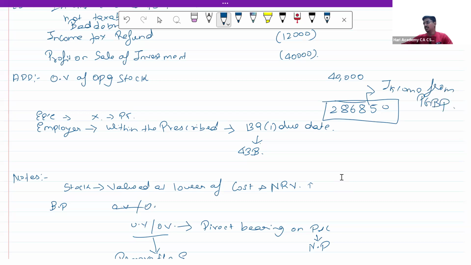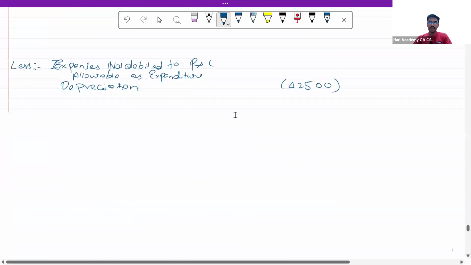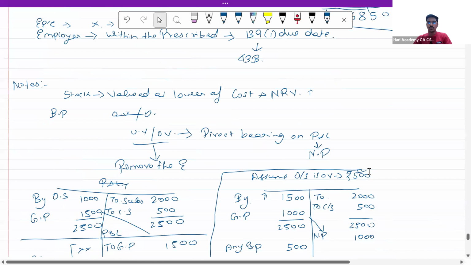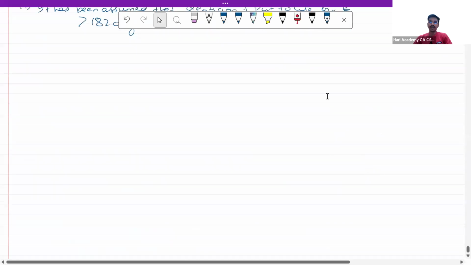Okay. Hope this question is clear. This is a type of question where we start from book profit as per P&L and we arrive at the income tax profit, and the income tax profit in the present case is 286,850. Okay. Now let us go to the next question.